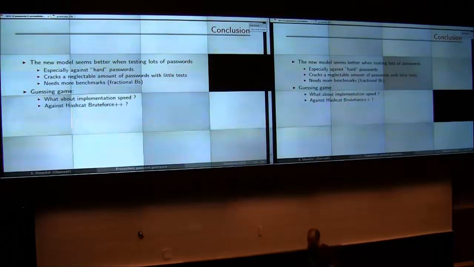How does it fare against Hashcat brute force ++? In theory, brute force ++ should be less effective than stats processor. But in practice, it's much faster because it's on the GPU. And also, I'm pretty sure I did not do things properly with stats processor, so it's a guessing game.